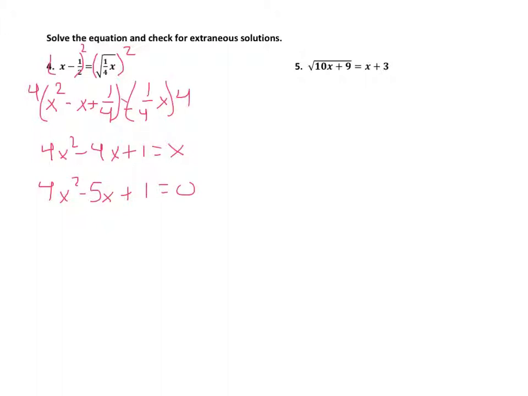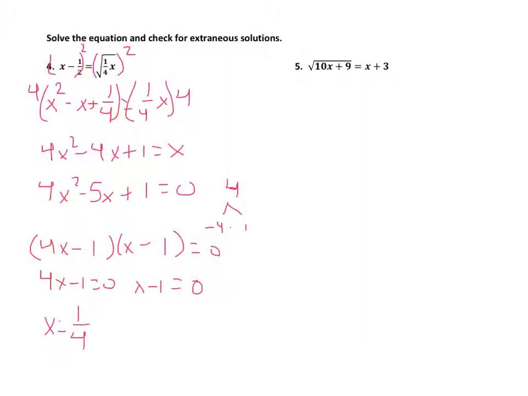So now remember, you do a times c, so 4 times 1 is 4. What multiplies to 4 and adds to -5? -4 and 1. So that means you need 4x and x, -1, -1. So I would get 4x minus 1 equals 0, x minus 1 equals 0. x equals 1/4, x equals 1. Now we got to check these.